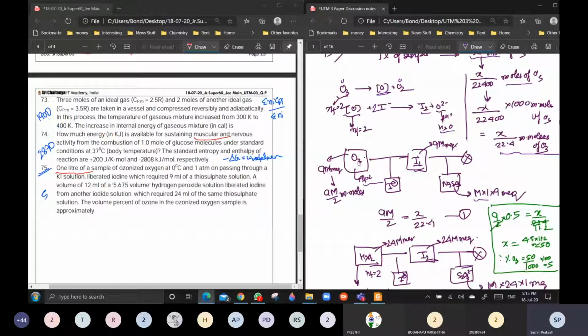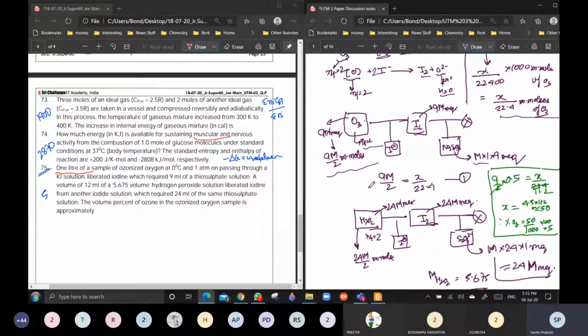Now, 9M milliequivalents of ozone, and the N factor is 2. Then this means 9M by 2 millimoles of ozone. Now this and this should be the same. So I can write 9M by 2 is equal to X by 22.4. This is my first equation.